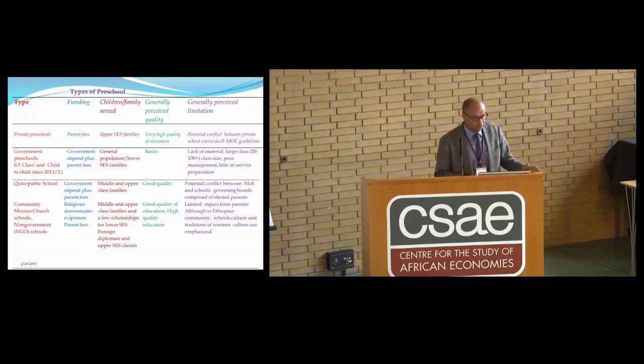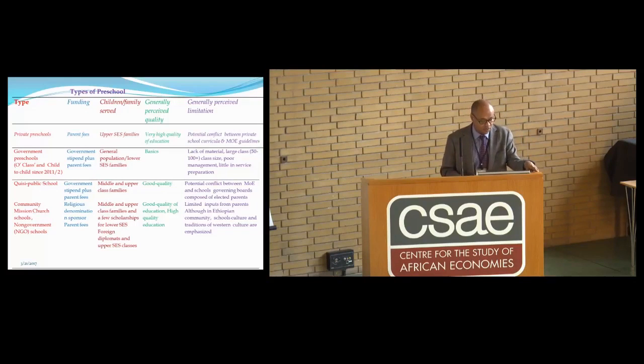The other is the government preschool, which they call the zero class, or zero grade, and child-to-child. This is a recent initiative by the government. It has spread widely very recently, but these schools lack materials, the class size is very large, 50 up to 100, management is poor, and there is little in-service preparation. But because it is free, children from lower socioeconomic status can join this kind of preschool.